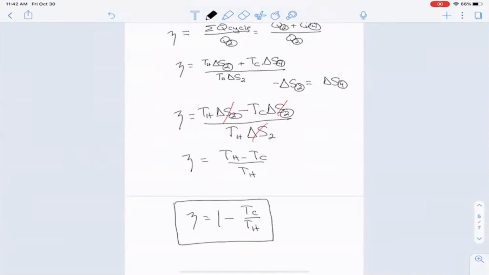And you're going to use this to your advantage, at least in the homework, and then for other examples that we're going to do. And this is the best possible efficiency. And it's the value to which all the other cycles will be compared.